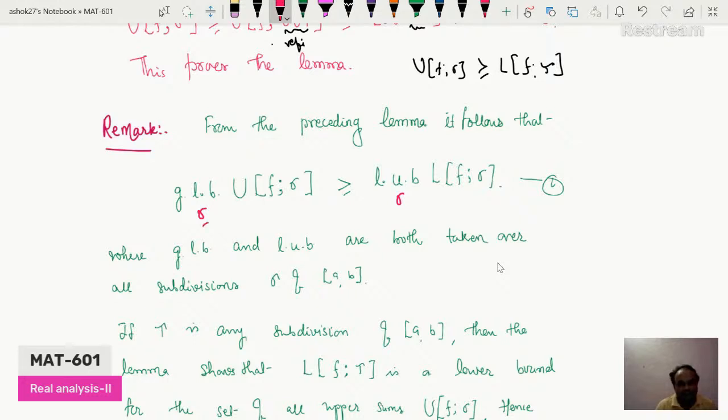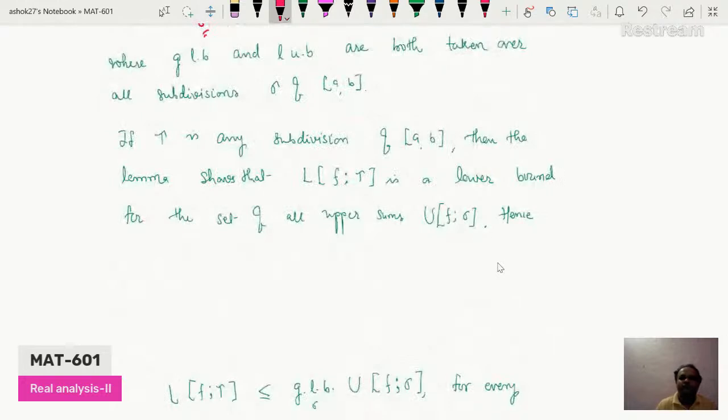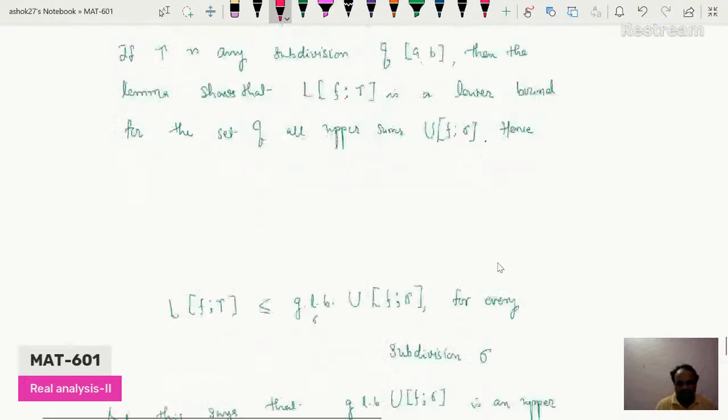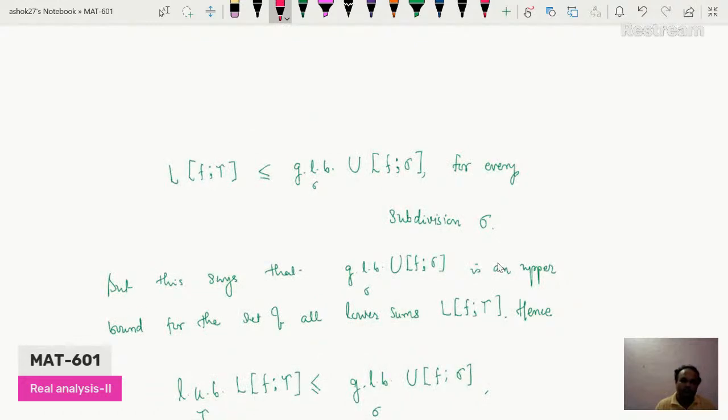So sigma is variable, so you can vary over all subdivisions of that closed interval [a, b] on which the function is defined. So if tau is any subdivision of the closed interval [a, b], then the lemma shows that lower sum is a lower bound for the set of all upper sums of f with respect to sigma. Hence, in particular, if you take a lower sum with respect to tau, then it will be less than or equal to the greatest lower bound of upper sums of f with respect to sigma for every subdivision sigma. So you are taking the greatest lower bound with respect to subdivision sigma.